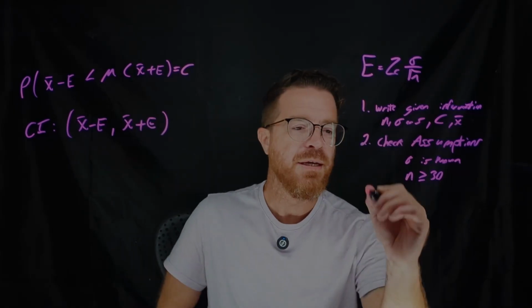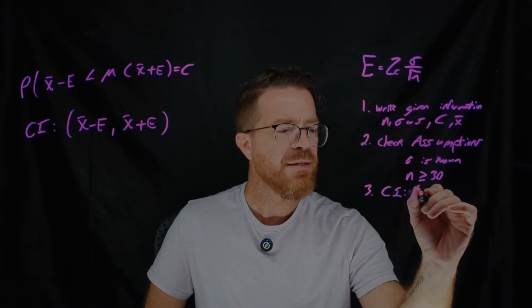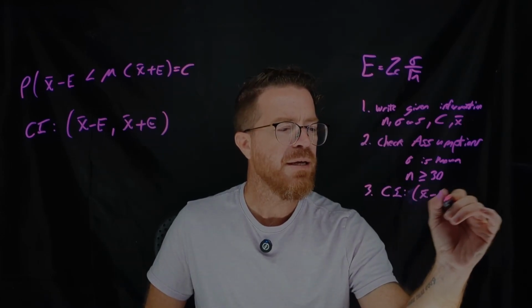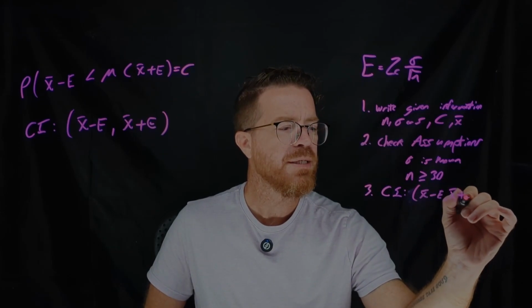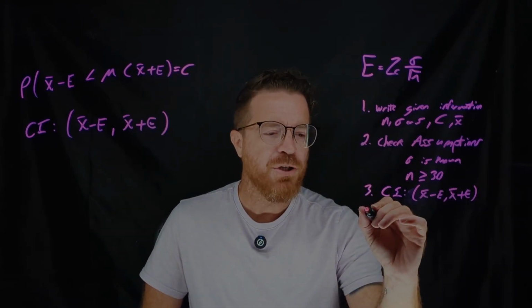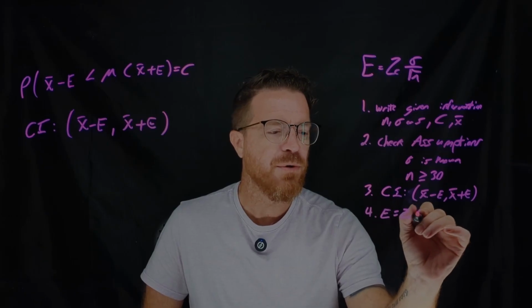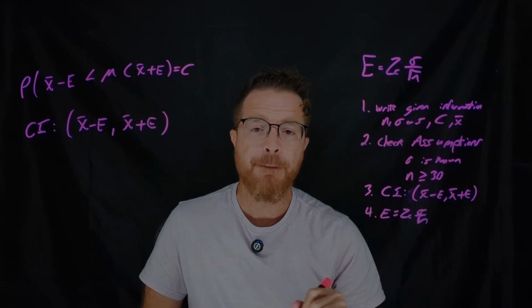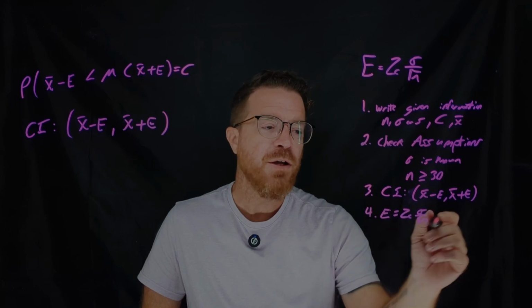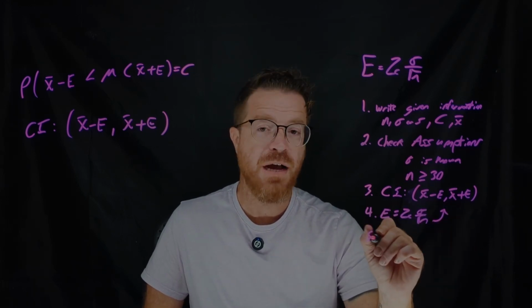Once you have this, set up the general form of your confidence interval. That is x bar minus E up to x bar plus E. From there, you need to figure out your maximal margin of error. So your E is going to be equal to z critical times sigma over square root of n. Once you have your maximal margin of error, you're going to plug it back into your confidence interval. So this is going to give you your actual confidence interval.